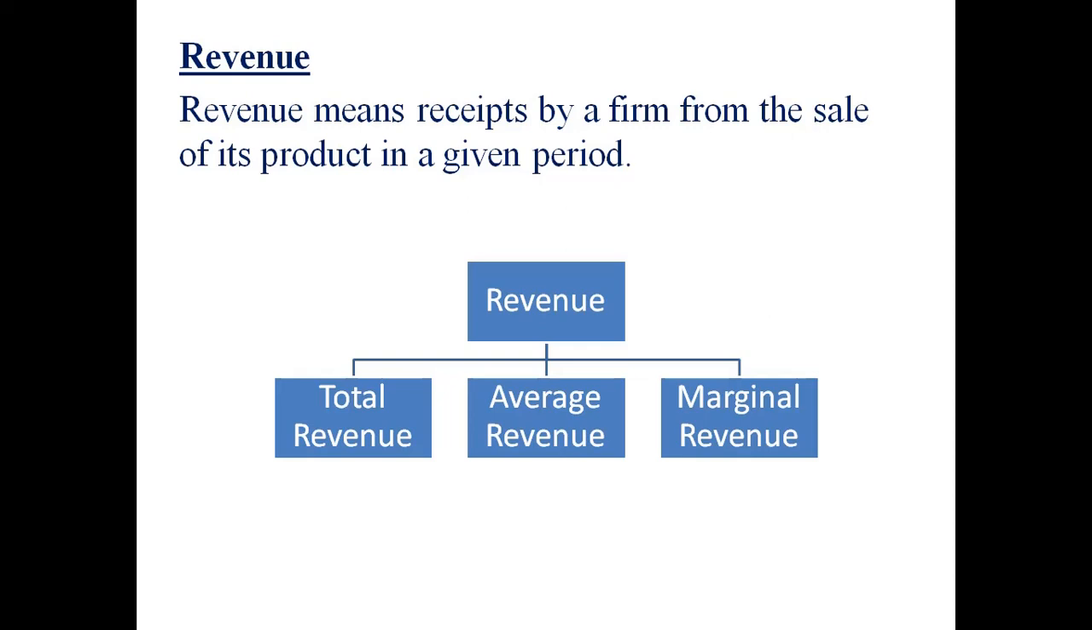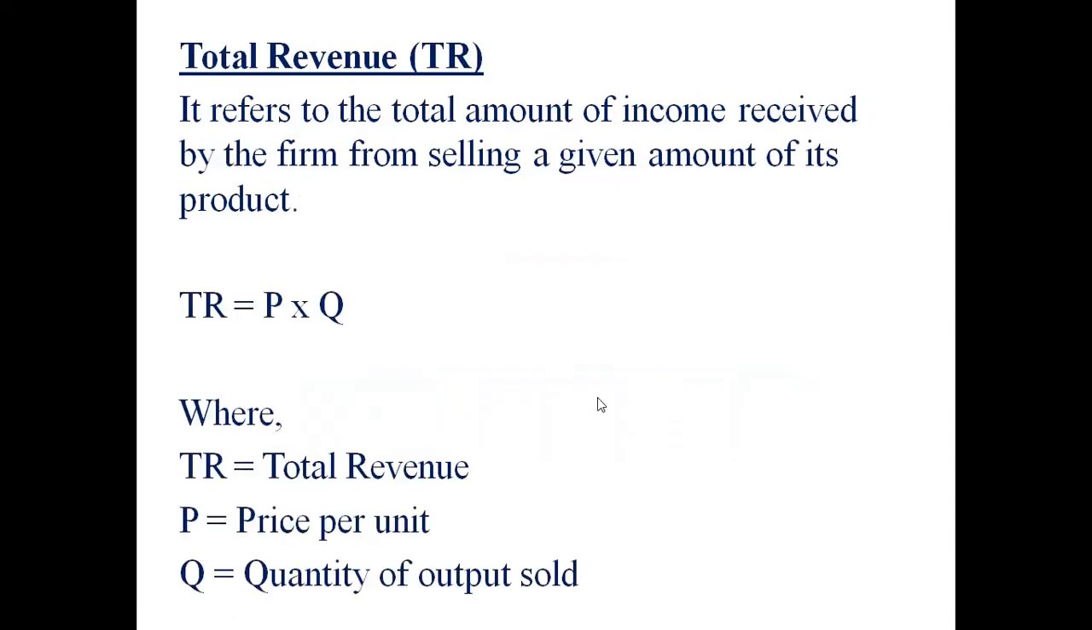Revenue is of three types. Number one, total revenue. Number two, average revenue. And number three, marginal revenue. We already know the concept of total, average, and marginal, so I don't have to repeat the same thing again and again. Let us have a look at total revenue.